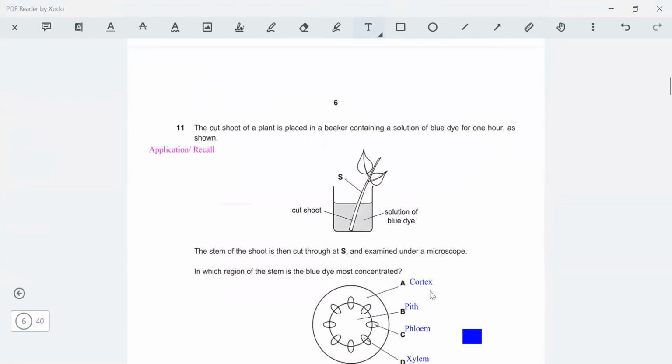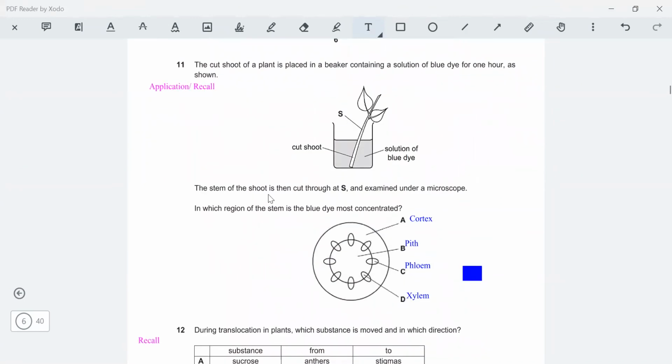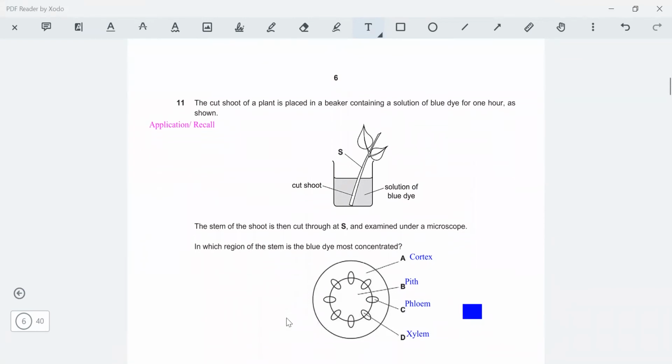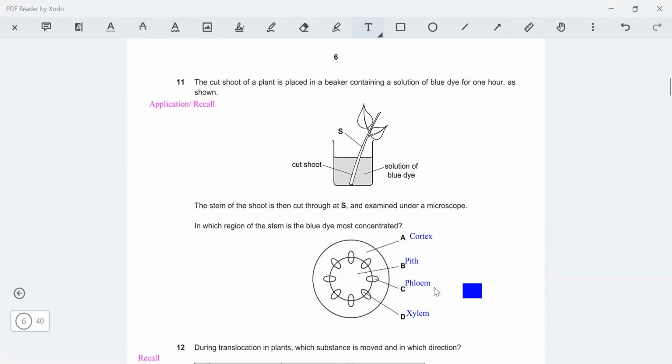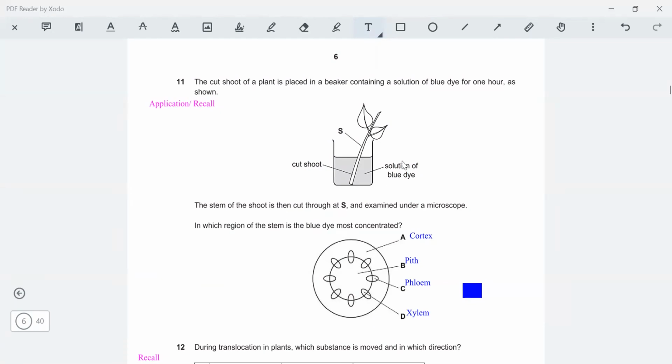Let's move on. Question 11. The cut shoot of a plant is placed in a beaker containing a solution of blue dye for an hour, as shown. This is pretty much an application/recall question. The stem of the shoot is then cut through at S and examined under a microscope. So when you see the cross section of a stem, you should be able to identify the components of the stem and at which region is the blue dye most concentrated. The answer should be that the blue dye is most concentrated where water is being taken up because it shows the blue dye. And the answer for that would be D.